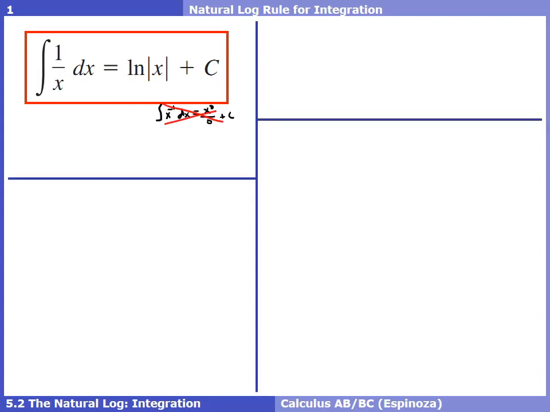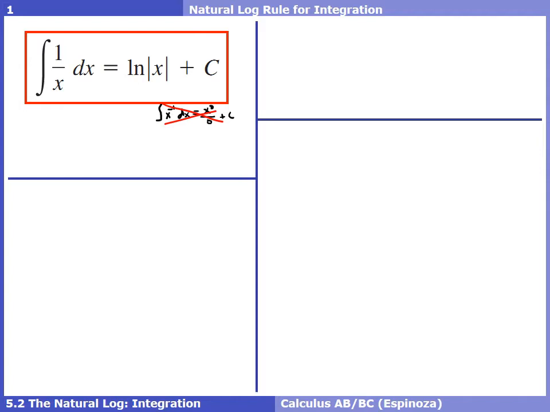Well, as it turns out, when we integrate 1 over x, which is x to the negative 1 power, we've defined that as equal to the natural log of the absolute value of x plus c. Now, that should hopefully be obvious in a way, because we discovered that the derivative of a natural log was 1 over x in 5.1. So of course, if we go the other way, the integral of 1 over x is equal to the natural log absolute value of x plus c.